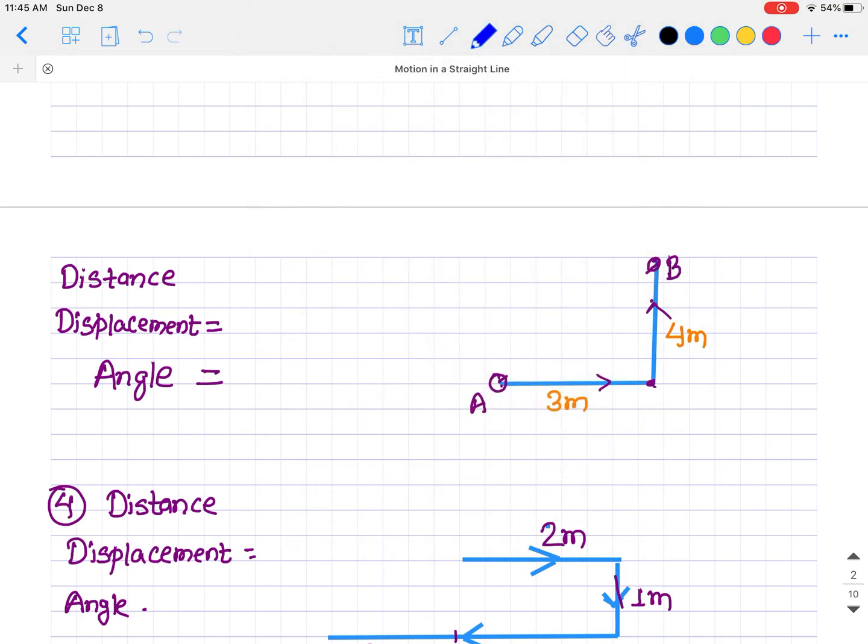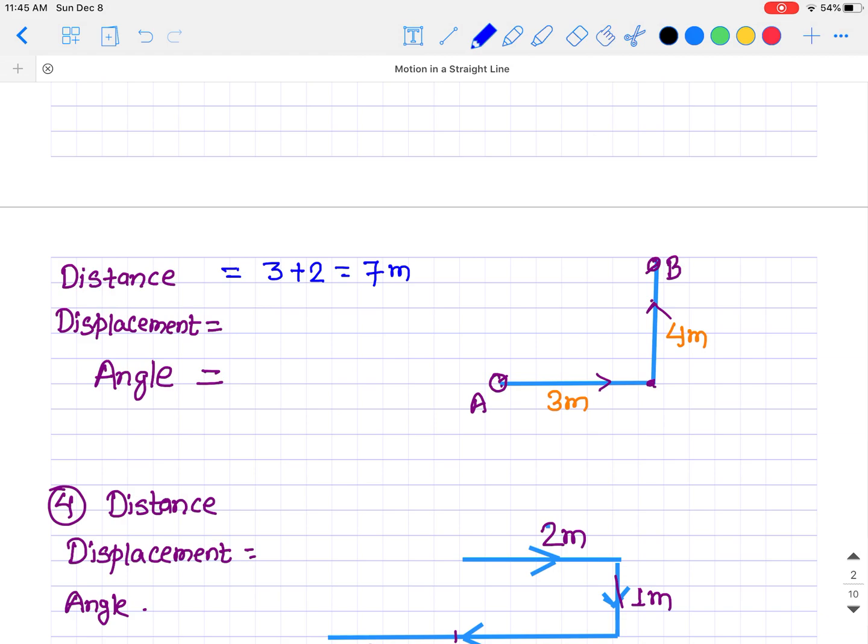The total distance is 3 meter plus 4 meter, which is equal to 7 meter.